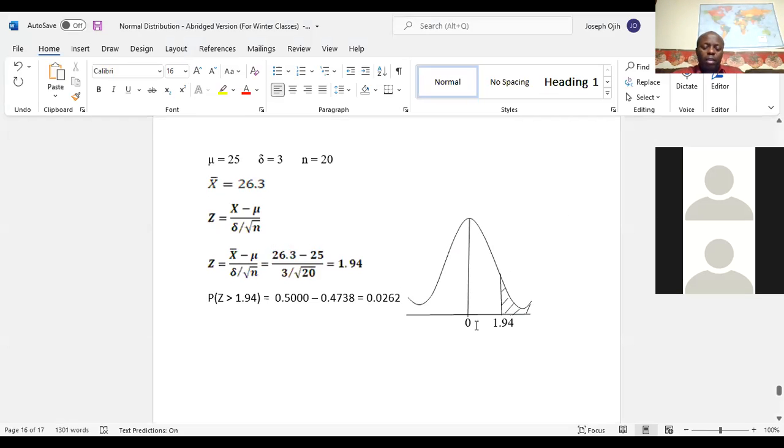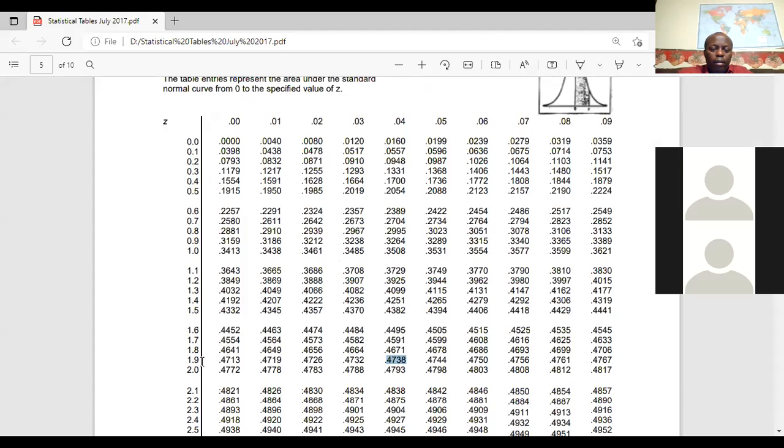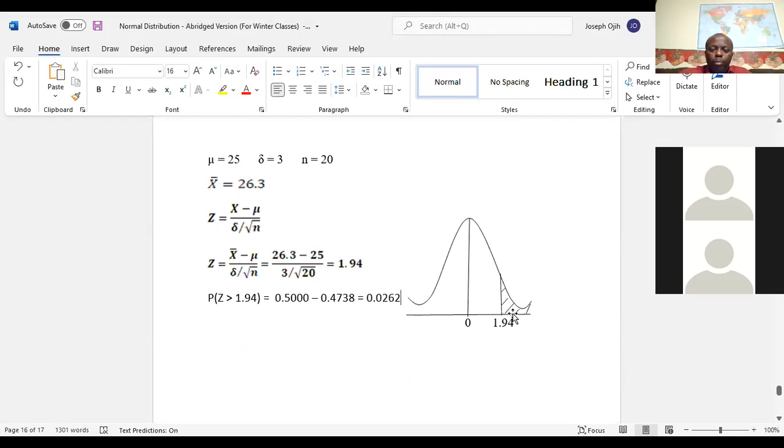Hello, Professor. Yes, ma'am. The 0.4738, where is it from? From the table of normal distribution, look for 1.94. Go to the table, 1.9, go under 4. Okay, 0.4738. So we are subtracting this time, Professor? Yeah, and I'll explain why. Remember the whole of this section is 0.5, but you are looking for only the shaded part. So you make 0.5 minus the number you see on the table to get only this part. Any other question?